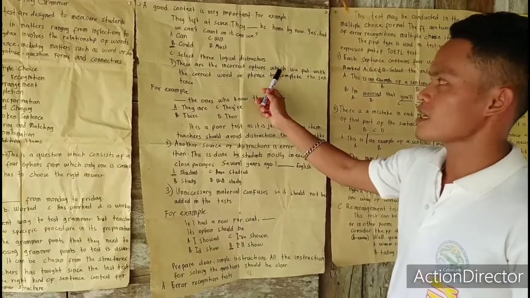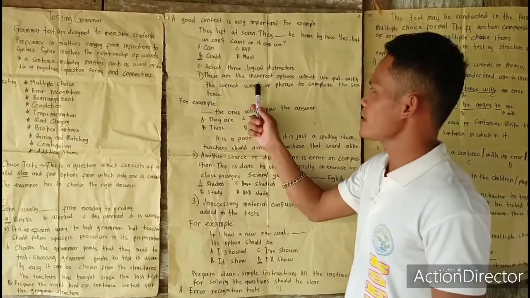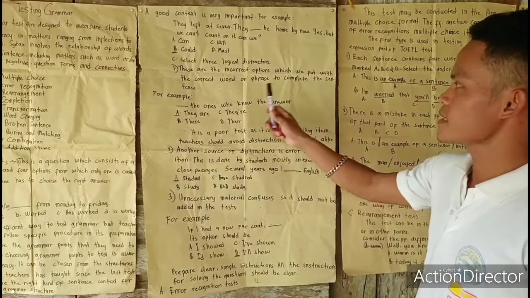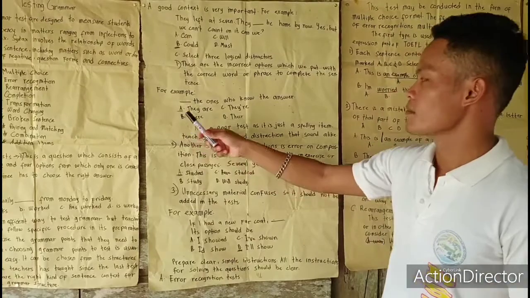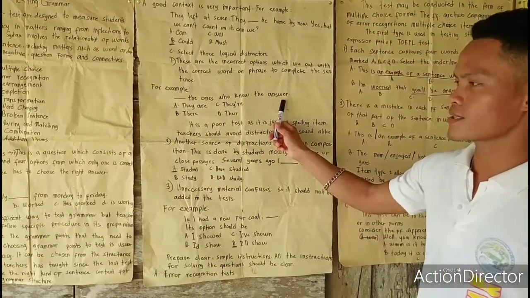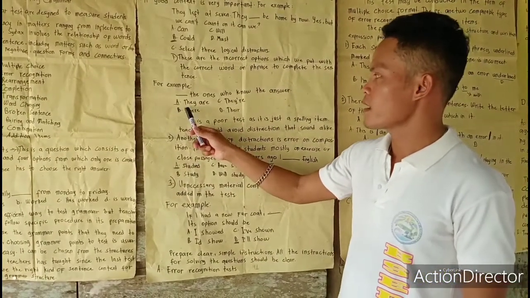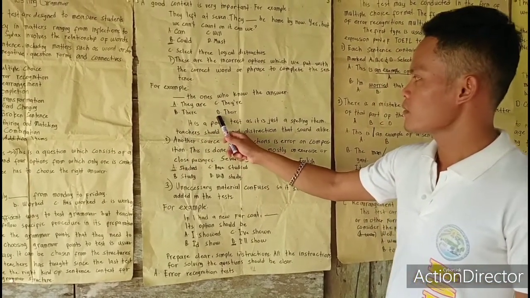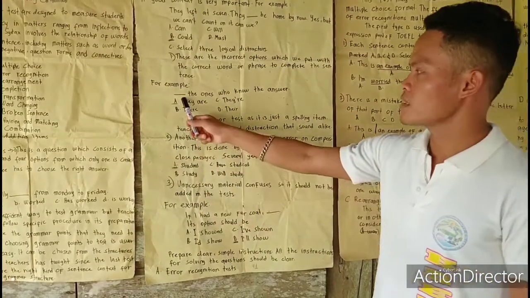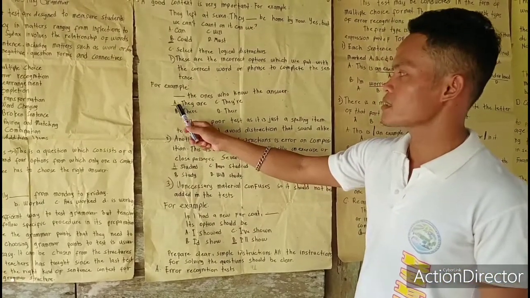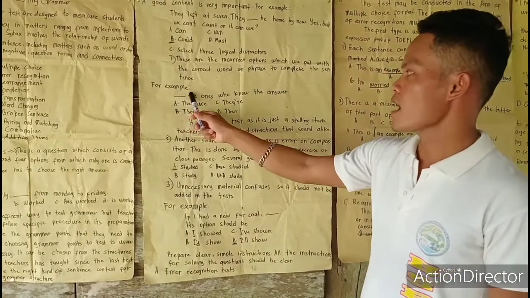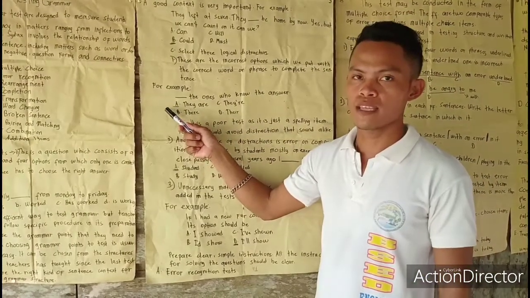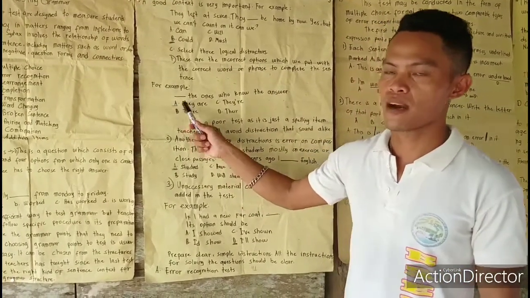Select 3 logical distractors. Number 1. These are the incorrect options we put with the correct word or phrase to complete the sentence. For example, blank are the ones who know the answer. So the options here are A. They're, B. Their, C. There, D. They are. So the answer is they are, because it is the possible answer. They are the ones who know the answer. So from this, you can complete the sentence in the correct manner.